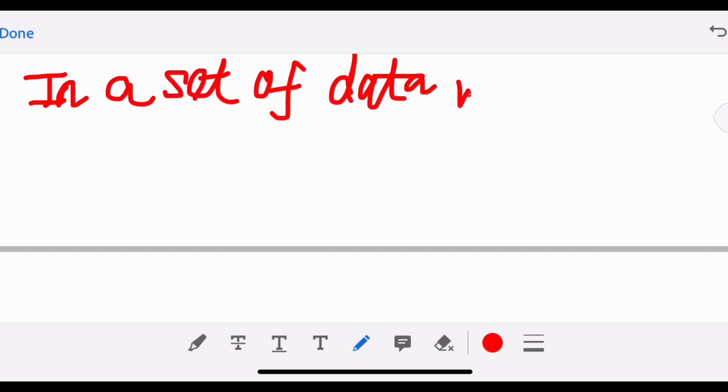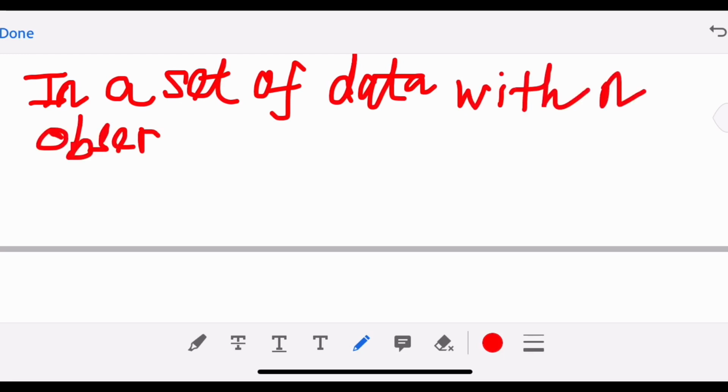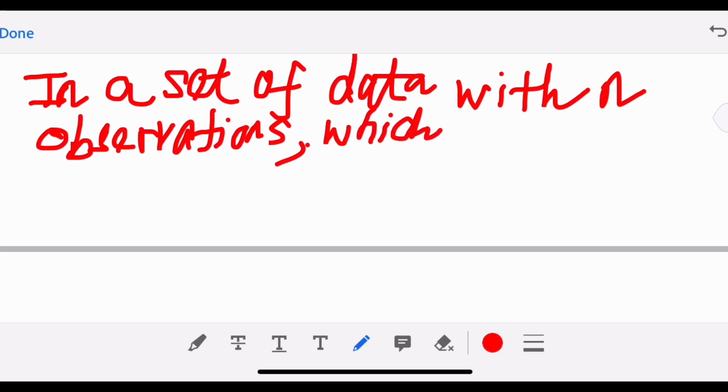In a set of data like this one, we have 10 data, we say 10 observations. So a set of data with 10 observations, or here a general formula, n observations. Alright, so we use a generalization to explain the concept. When we say n, it actually refers to the number of data.